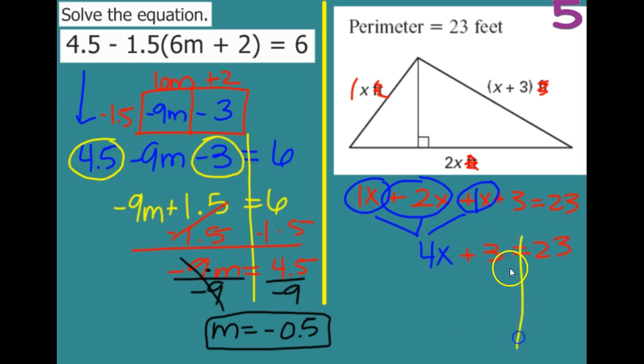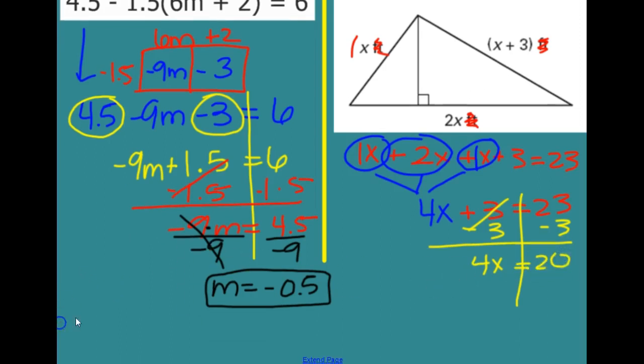So solving the rest here, get rid of addition or subtraction. Subtract 3. We have 4x equals now 20. And divide by 4. 20 divided by 4 is 5.